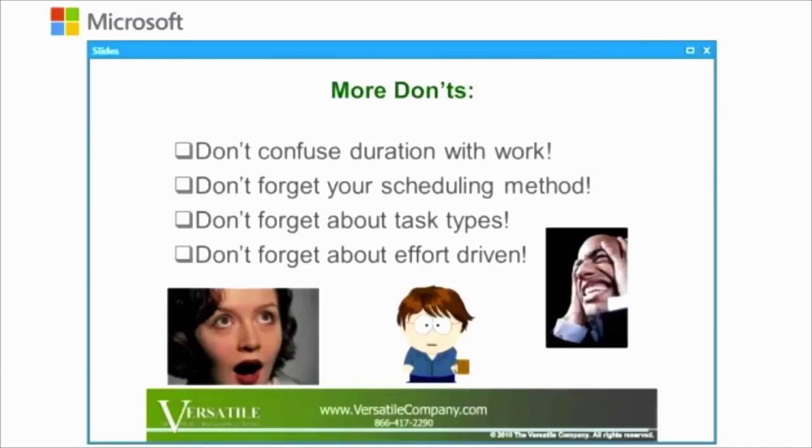Second, don't forget your scheduling method. Now, project will let you have, as you saw, scheduling from the start, scheduling from the finish. Those are determining how project will calculate your schedule. But there's also 2 other considerations. One is called automatic scheduling, and the other is manual scheduling. So manual scheduling means just that. You are manually determining your schedule. Folks, this is the default in Microsoft Project. The other, automatic scheduling, project can be set so that that's the default instead.